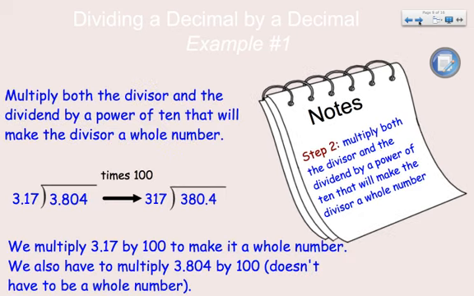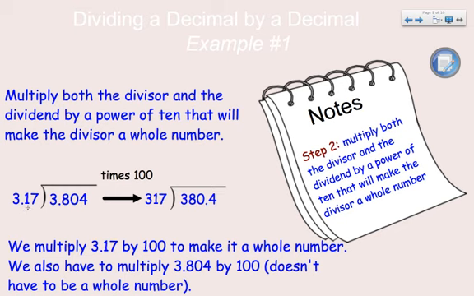First, we can multiply by a power of 10 that will make the divisor a whole number. In this case, all you're really doing is counting what place value I have in my decimals. I go out to the hundredths, so I can multiply by 100. So if I multiply my divisor by 100, it becomes 317. I also have to multiply the dividend by 100, and it becomes 380.4. So again, the key is we want to get rid of the decimal in the divisor.